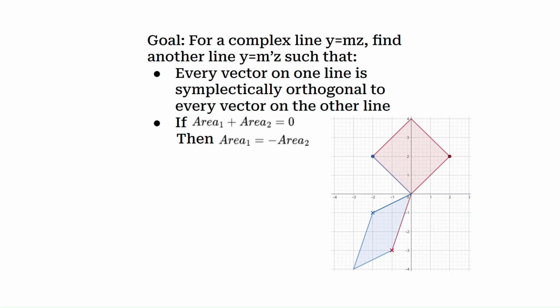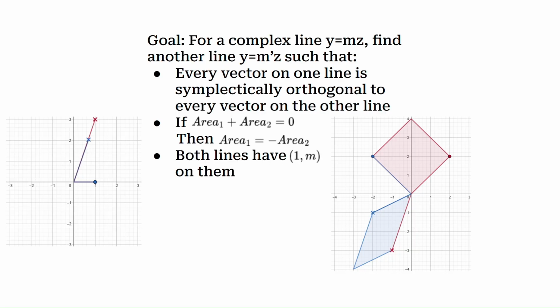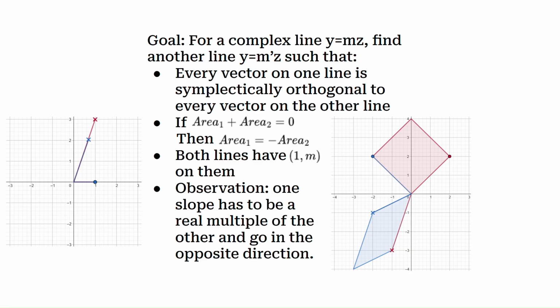First is that the area of the second parallelogram must be the negative of the area of the first parallelogram. Second, if the first component of each vector is 1, then the second component is going to be the slope. And already we see that if the symplectic product has any hope of being 0, the slopes have to be real multiples of each other. Otherwise, we're adding 0 area with some non-zero area. But this isn't enough. We want all points on one line to be symplectically orthogonal to all points on the other, not just these two.